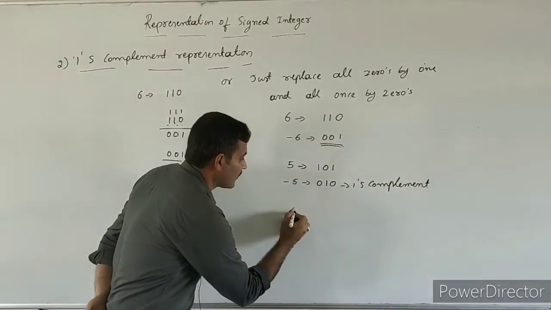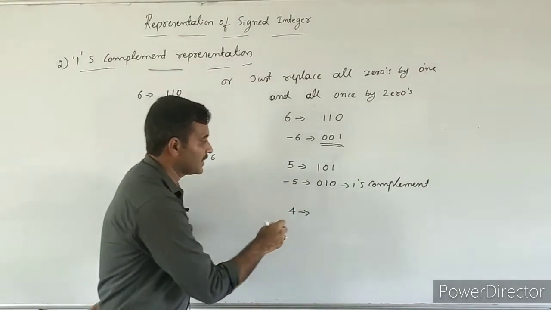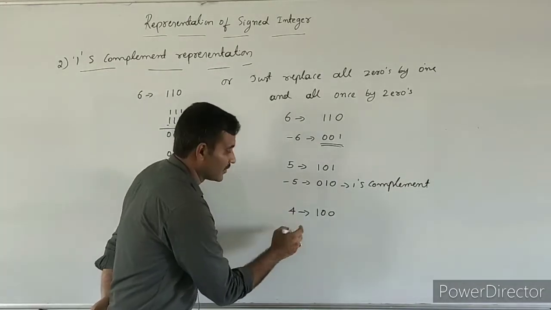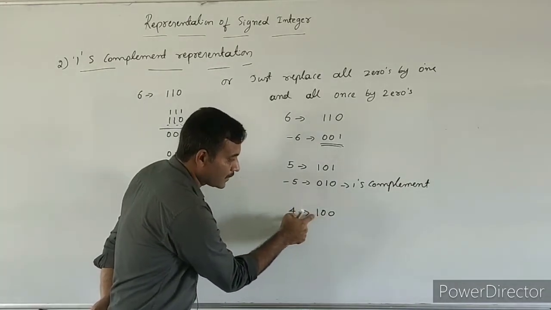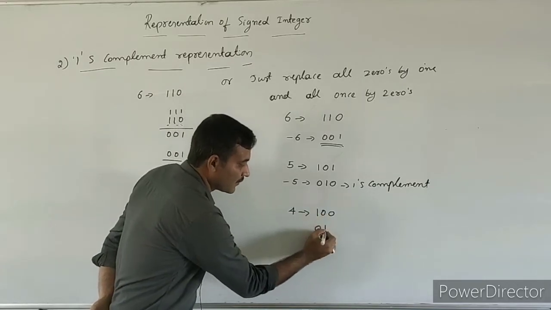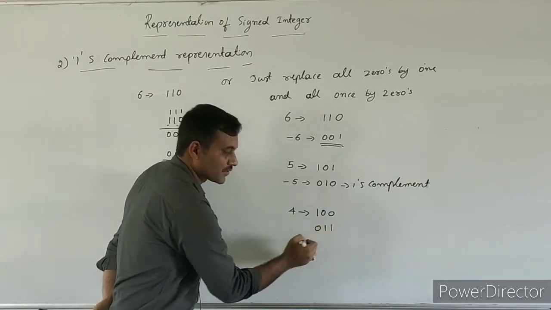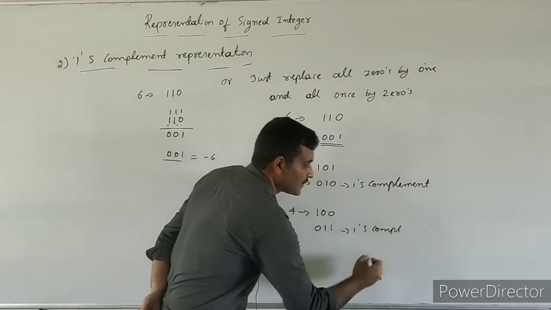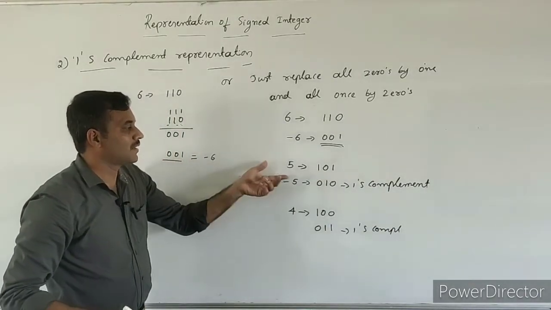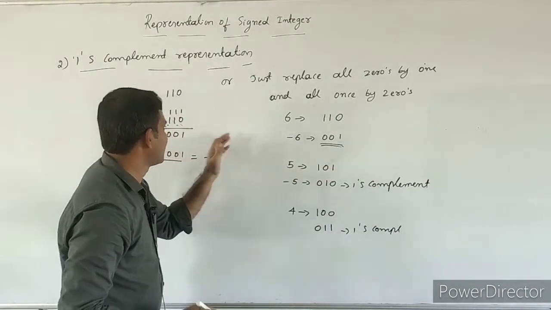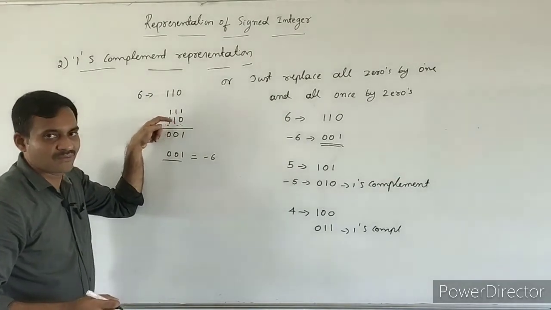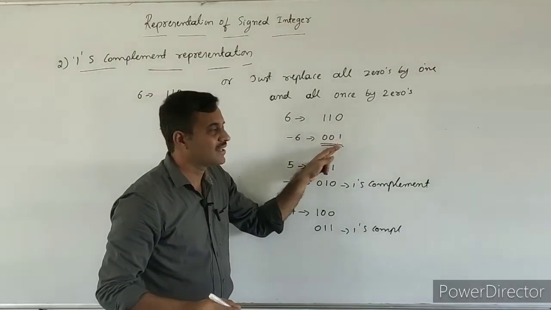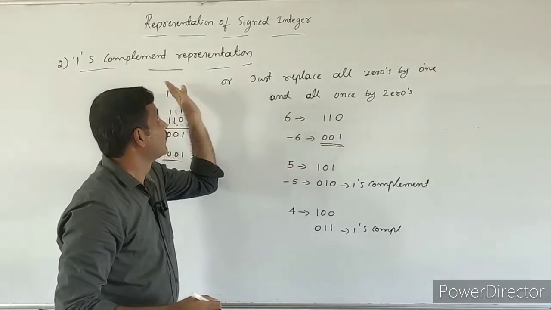Say if it is 4, 4 is represented as 100. The ones complement of 4 is to replace all 1s by 0 and all zeros by 1. So again there is a 0, replace zeros by 1. This is the ones complement. It is a simple method to get the ones complement of numbers. Either we subtract all the binary digits from 1 to get the ones complement, or just replace all zeros by 1 and all ones by 0, and we get the ones complement representation.